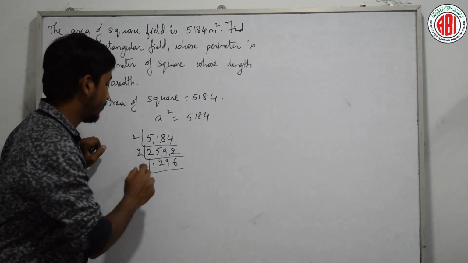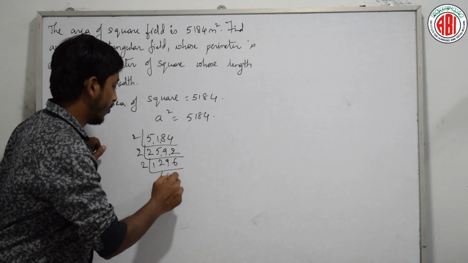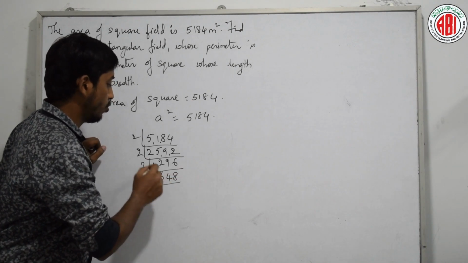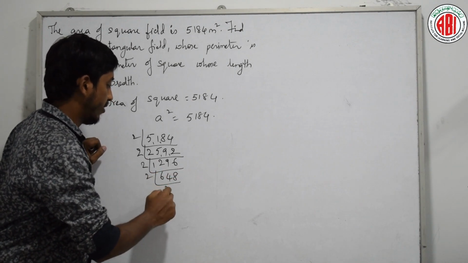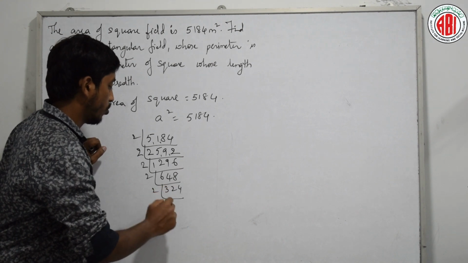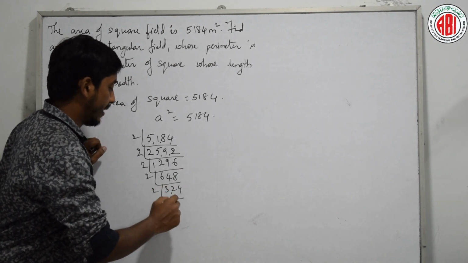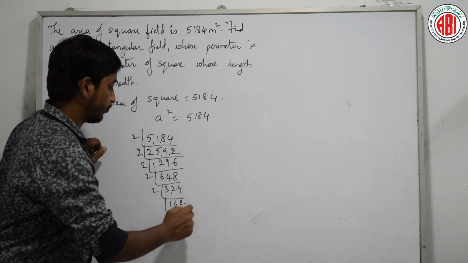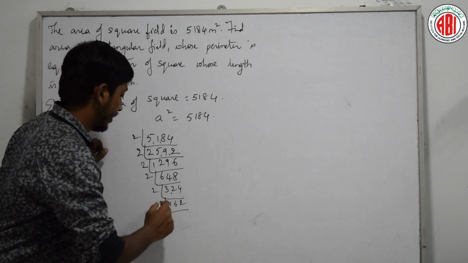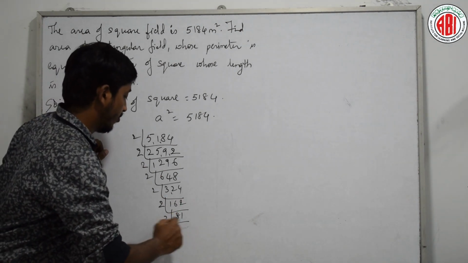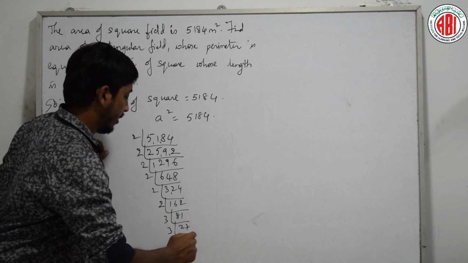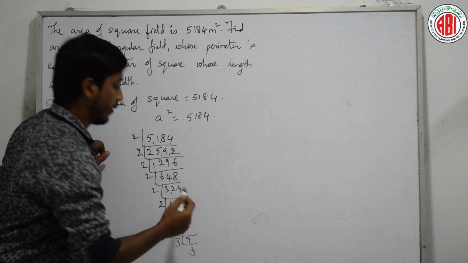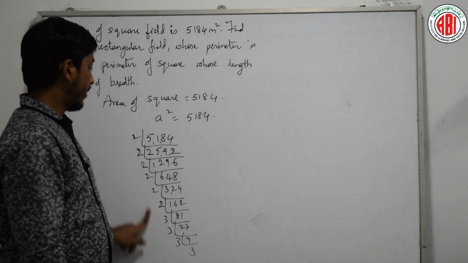Let us do the same. 2 6s are 12, 2 4s are 8, again 2, is it right? 3 2s are 6, 3 3s are 9, 3 2s are 6, 2 1s. Is it right? And then 81: 3 into 27, 3 into 9, 3 into 3. Okay, what do we write from this?